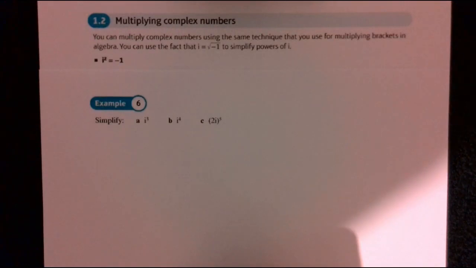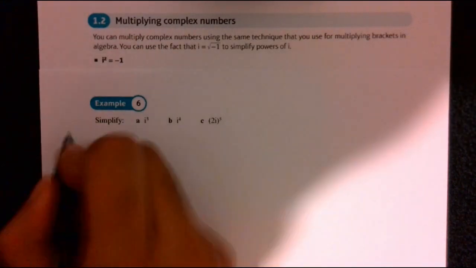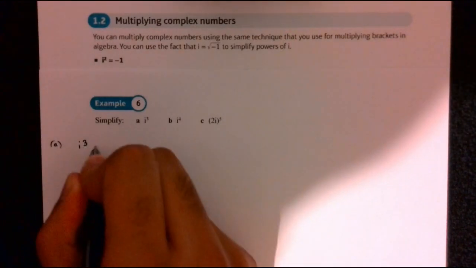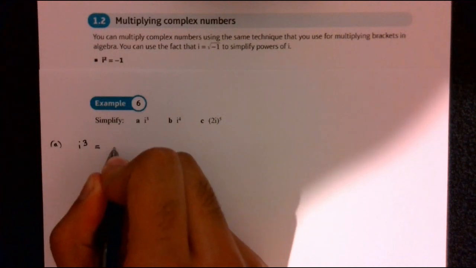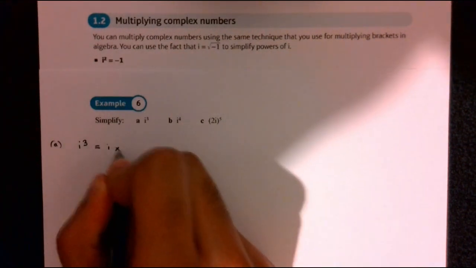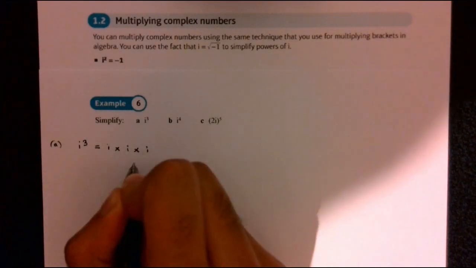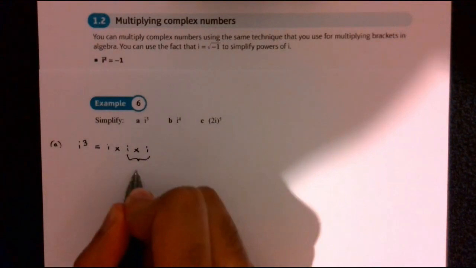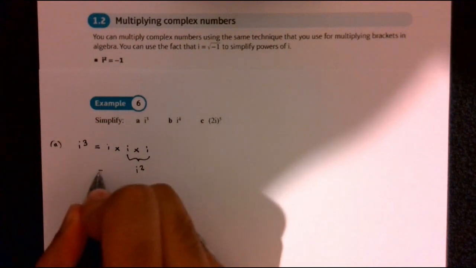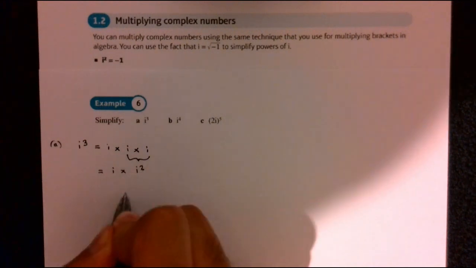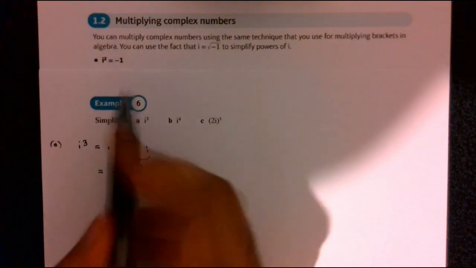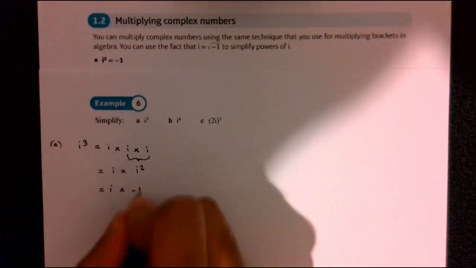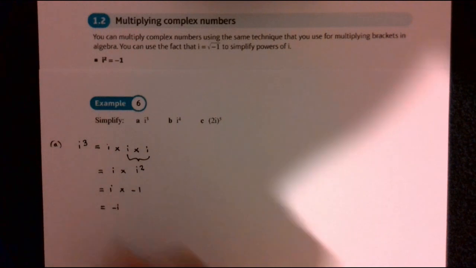Example number 6. For part A, we have to simplify i cubed. i cubed, that's the same as multiplying i by itself 3 times. So we have i times i times i. And you'll notice over here, i times i, that's i squared. So we have over here i times i squared. We know that i squared, that's equal to minus 1. So we have i times minus 1, indeed, we get minus i.